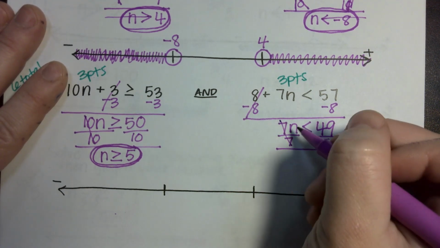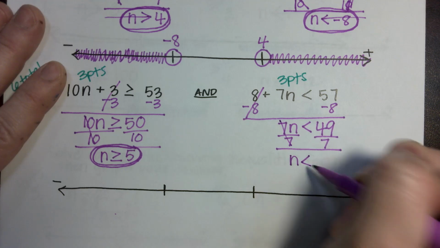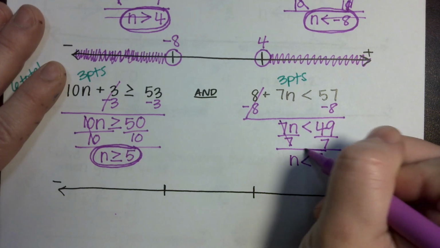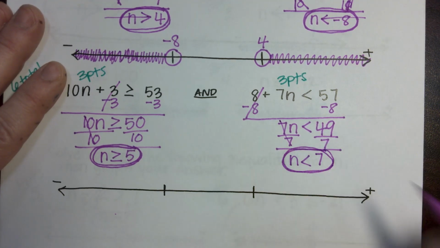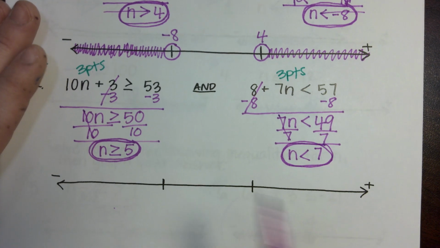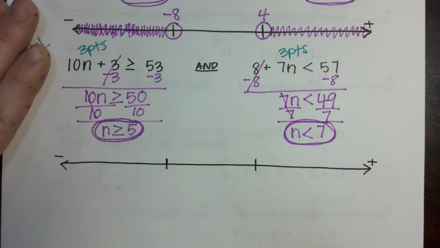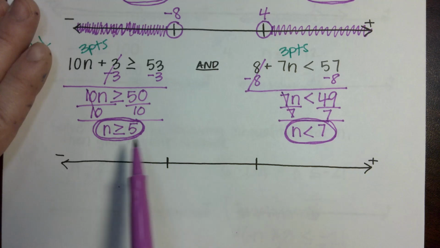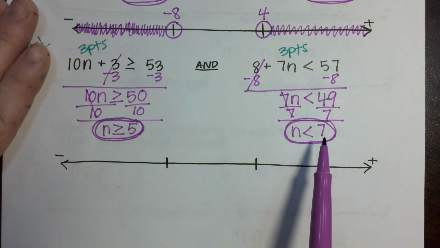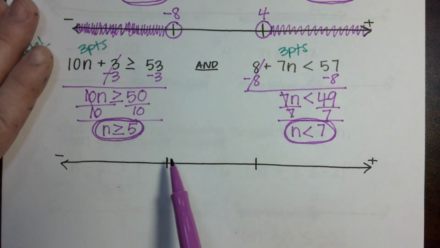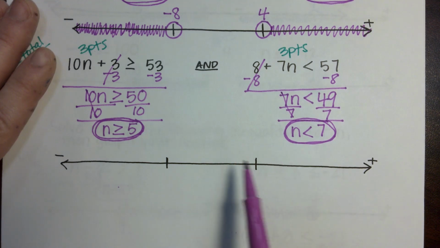Okay, 7's cancel, and I'm left with n is less than what? 7. Good. Okay, guys. Now we need to decide which number goes where. The 7 goes, no, the 5 goes. Yes. So out of 5 and 7, 5 is smaller, so it comes first. 7 is bigger, so it comes second.